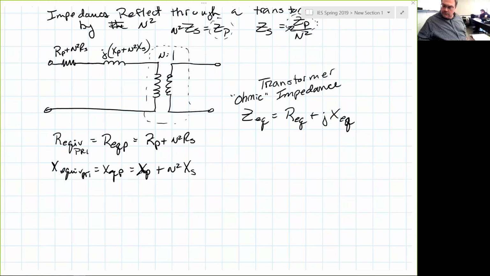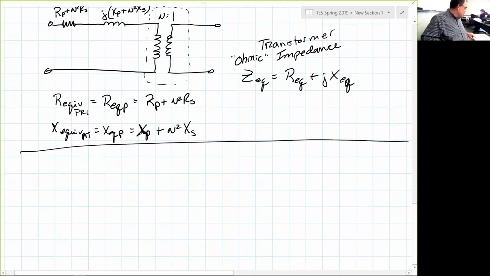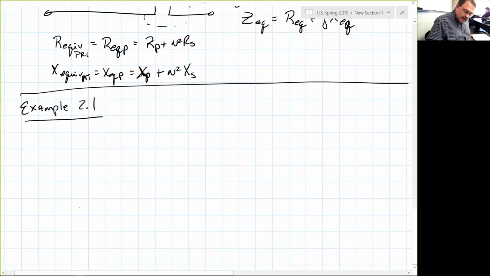Okay. Let's work example 2-1, just to work with this a little bit. So we have a 50 kVA transformer, 1440 to 240, single phase, that has the following equivalent circuit parameters. So let's just draw this.